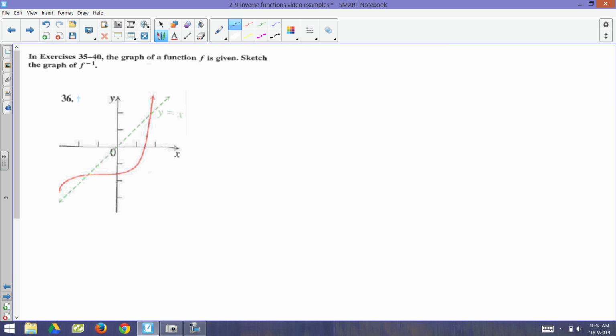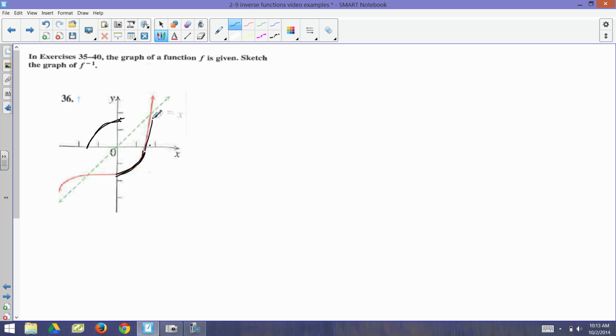Next one. The graph of the function f is given. Sketch the graph of f inverse. So rotation on that line y equals x. So instead of the point right there that I have as like 1.5, 0, I will have about 0, 1.5. Okay? So these points down here will map over there.